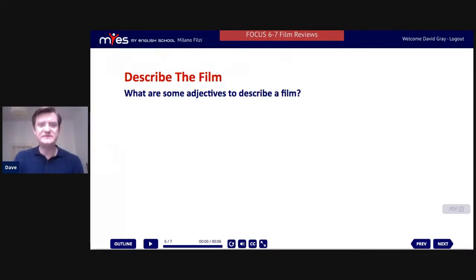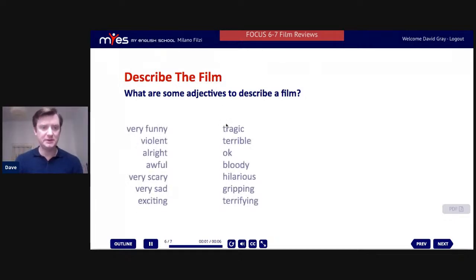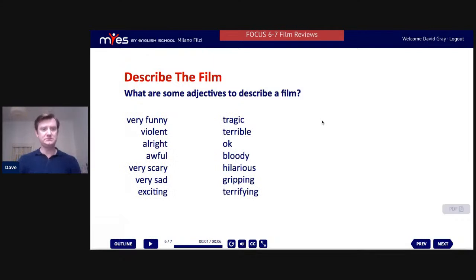What are some adjectives to describe a film? Well, we've said a couple. Let's have a look. We've got quite a few here now. I want us to try to match these together. So, very funny, hilarious. These are synonyms, words that are similar. The film was very funny. The film was hilarious. Okay, try to match these together, and in the comments, tell me which go together.